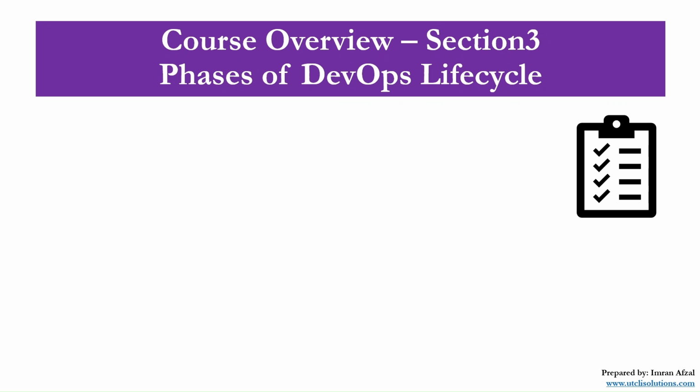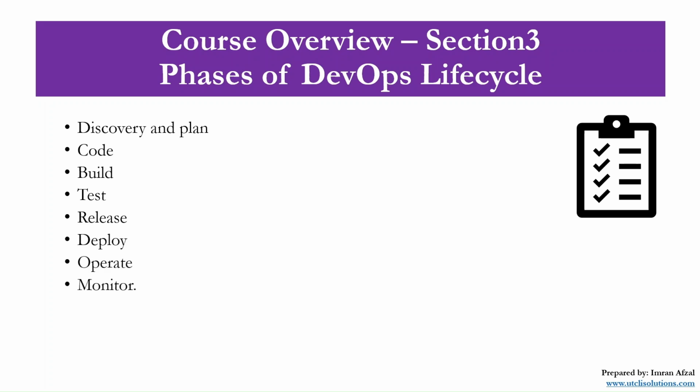Then section 3, what are the different phases of the DevOps lifecycle? Very important topic, and we'll cover from the very beginning: discovery, how planning happens, how code is written, and then the code is transformed into building software, and then how the software can be tested and released, and then how it can be deployed, operated, and monitored. These are all different phases of the DevOps lifecycle, and we will cover them one by one.